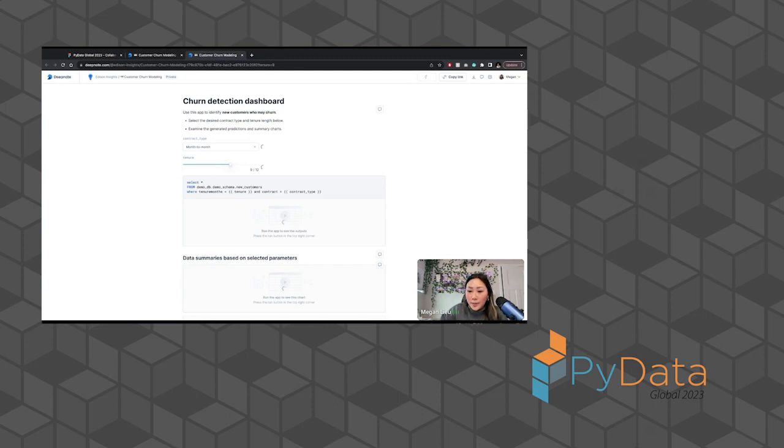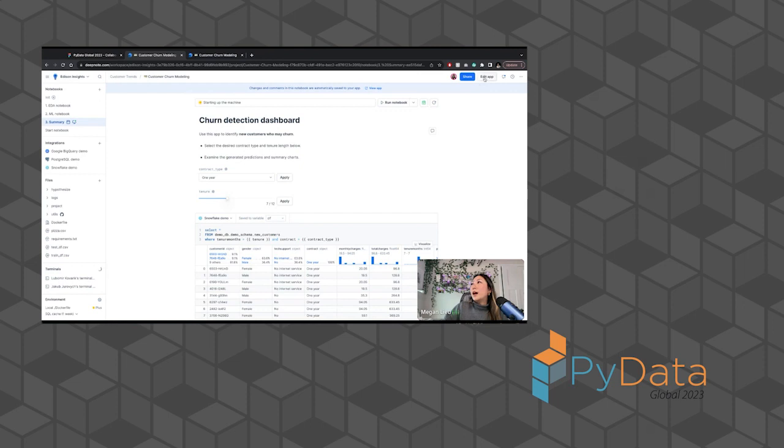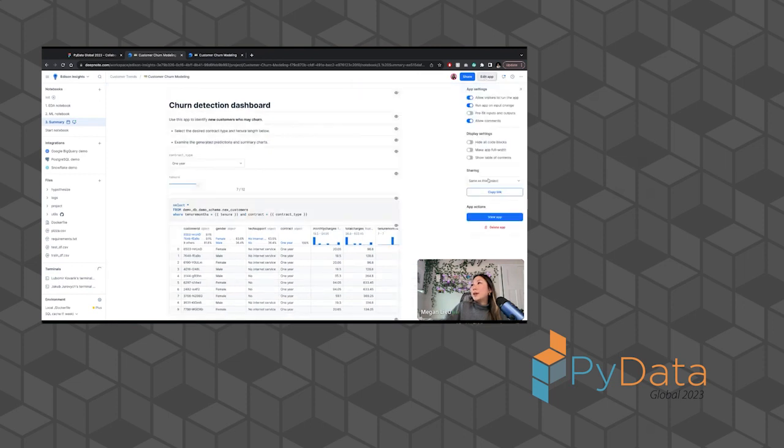But to answer your question about how we can share this with non-DeepNote users, once that runs, I'll flash that back up on the screen. But if I edit app, you'll see these are the configurations that I can adjust. And you can see sharing. I can either make the app have the same permissions as the underlying notebook, or I can make it shareable to anyone with this link, or completely public.